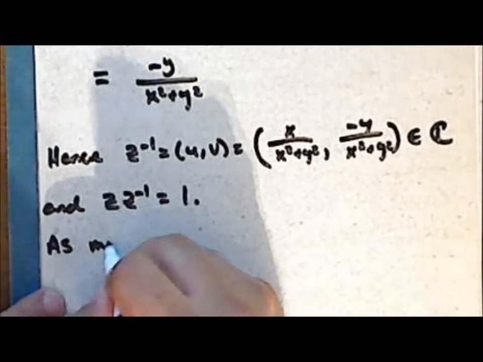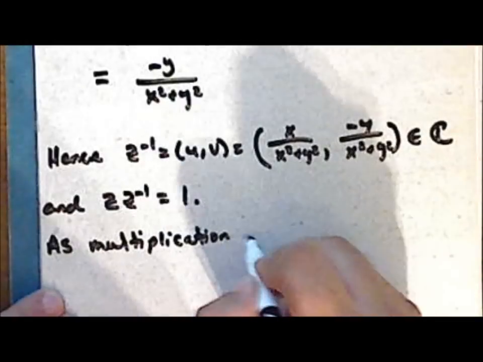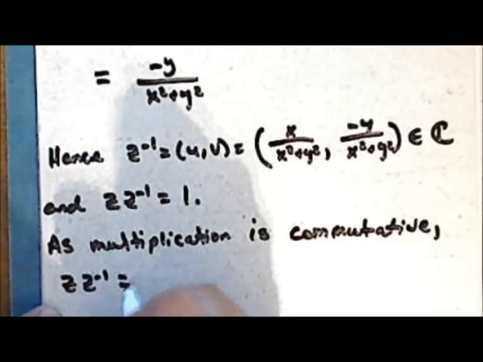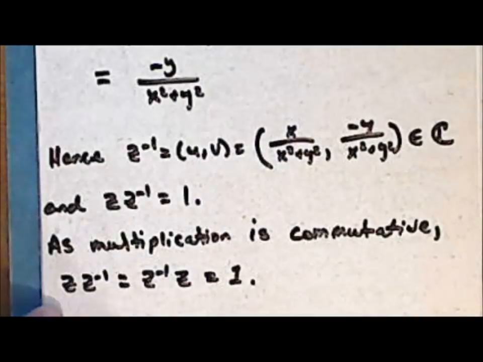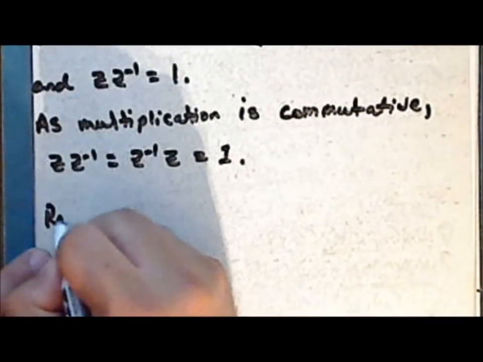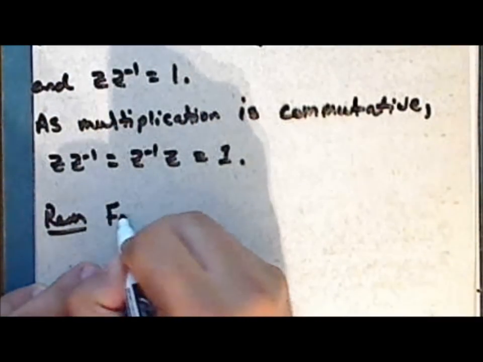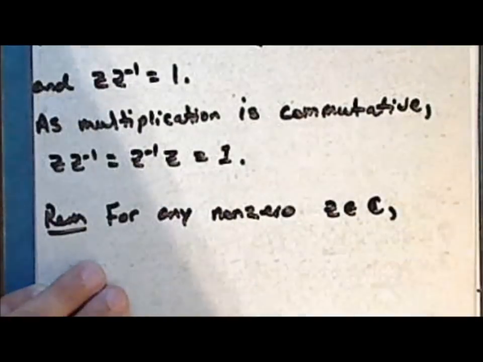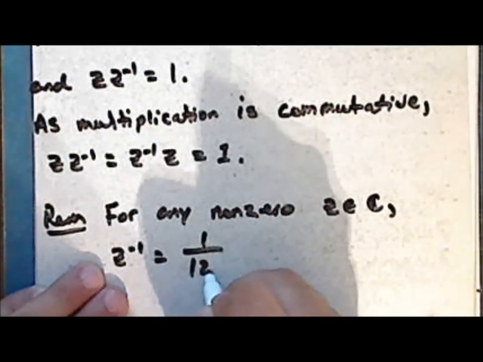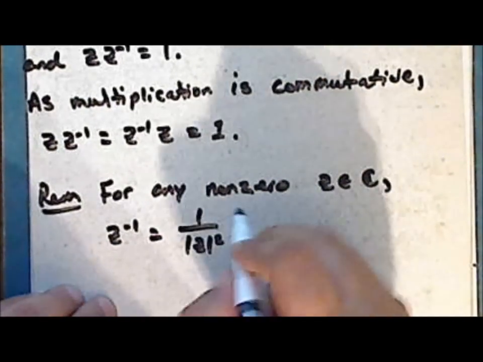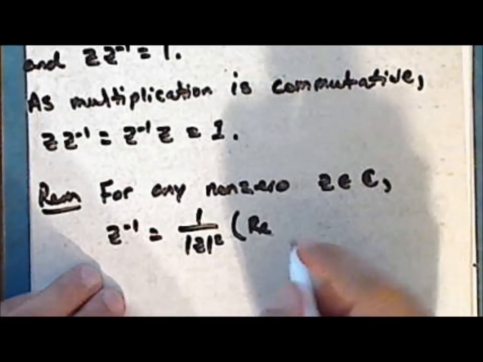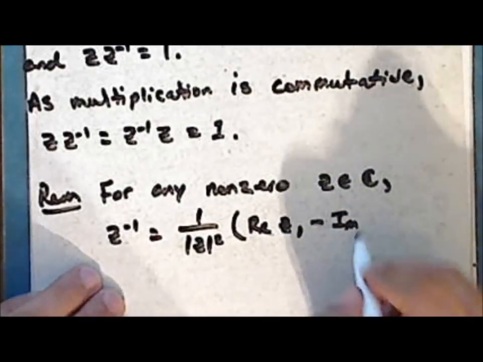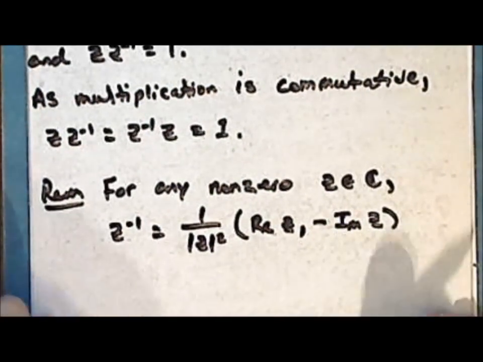Now, as multiplication is commutative, we have that z times z inverse is the same as z inverse times z, which is 1. All right? So notice that for any non-zero complex number z, the inverse of z is 1 over the square of the modulus of z times the ordered pair that has the real component of z and minus the imaginary part of z as the imaginary part of the inverse. Okay?